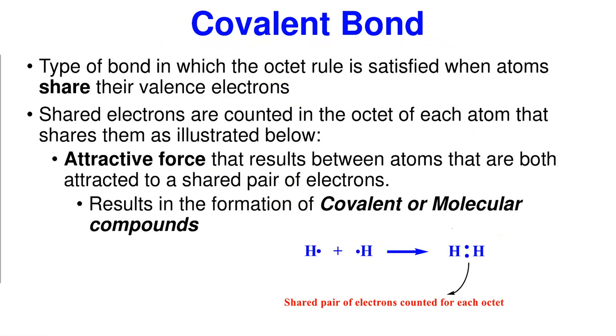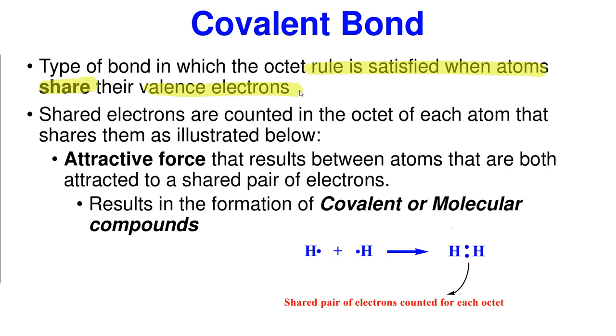Now, let's talk about covalent bonds. A covalent bond is a type of bond in which, like I said before for both ionic and covalent bonds, the octet rule must be satisfied. In this type of bond, the octet rule is satisfied when two atoms share their valence electrons. Remember, valence electrons are the electrons that actually go into chemical reactions. In ionic bonds, the metal loses the electron, whereas the non-metal accepts the electron. In this case, no one is losing, no one is gaining. Or rather, everyone is gaining. No one is losing, but everyone is gaining.